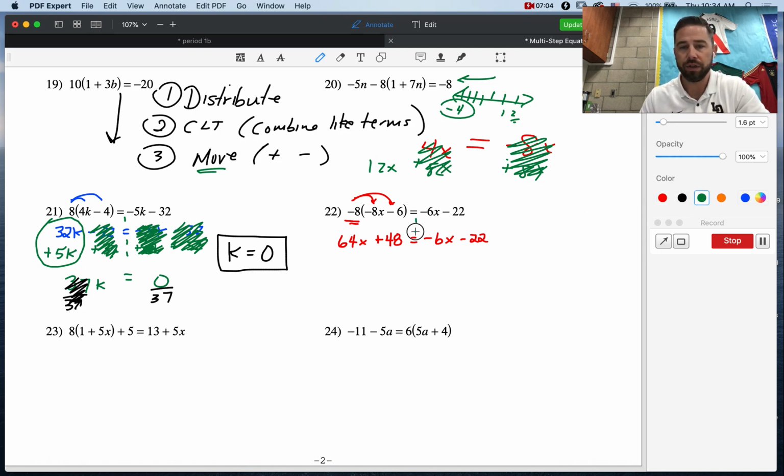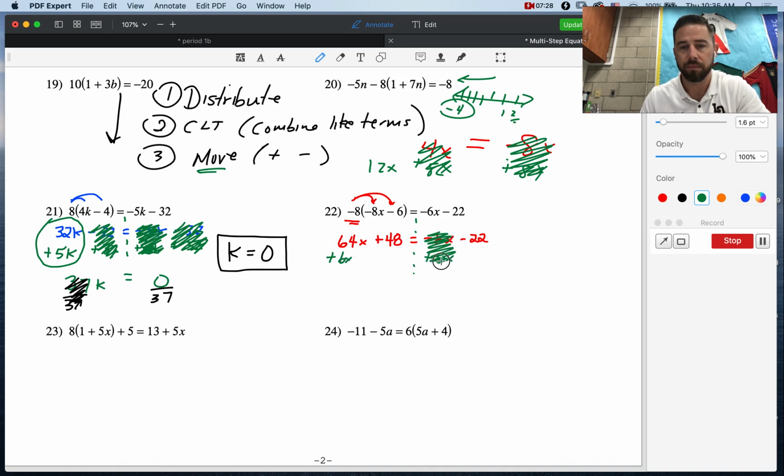Now, we distributed. Can we combine like terms? X and non-x? Nope. X and non-x? Nope. Can't combine anything. Okay, so let's move. We're going to move stuff now. And I like to move my variable first, and let's look for the smaller variable. 64x, that's a big one. Negative 6x, that's a small. Let's move that one. I'm going to do the opposite, plus 6x, plus 6x.